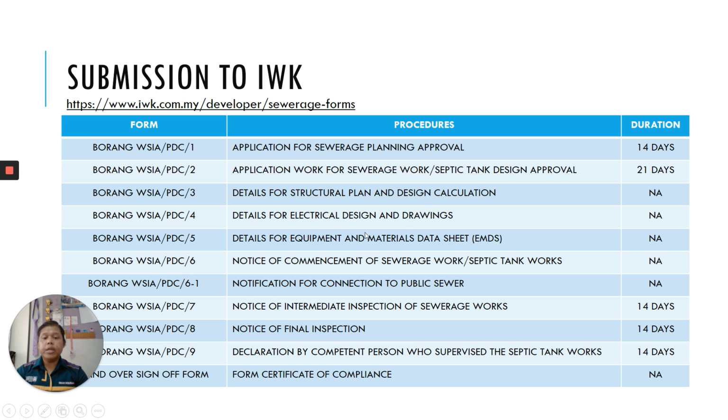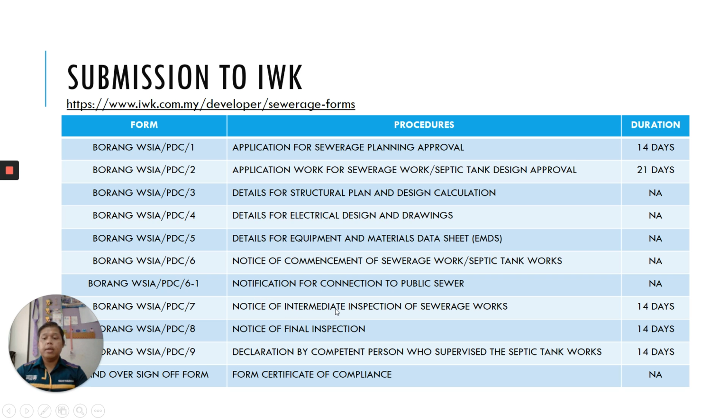And then the detail of the electrical and design drawing is for the electrical, no need for us as civil engineers. And then this notification for connection to public sewer, if we connect to the public sewer. If we connect to our internal septic tank or STP, then there is no need for us to do this application.